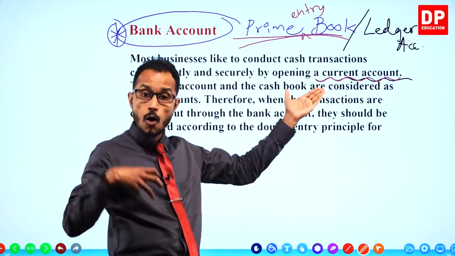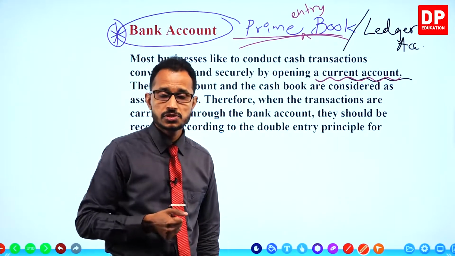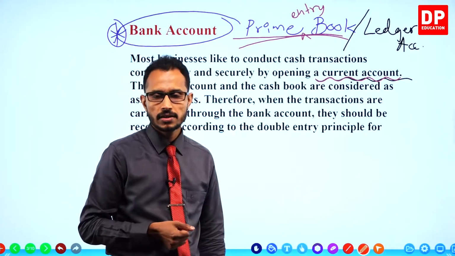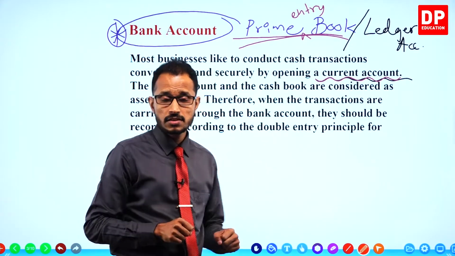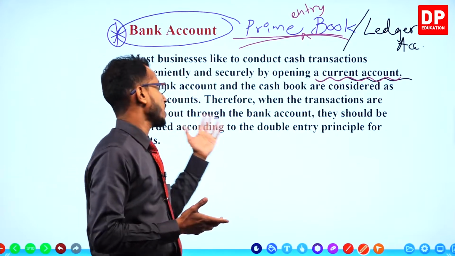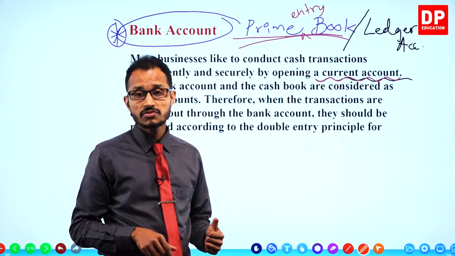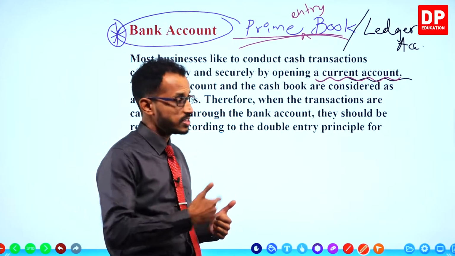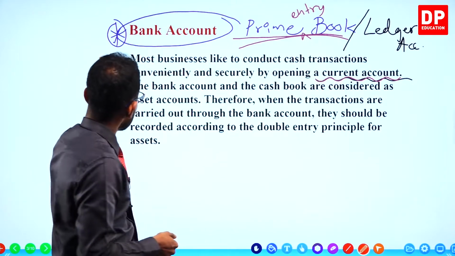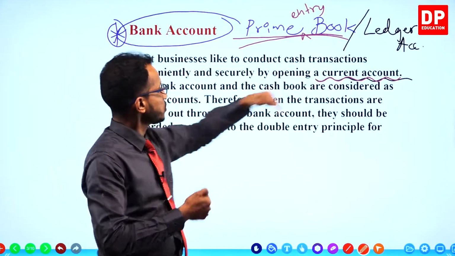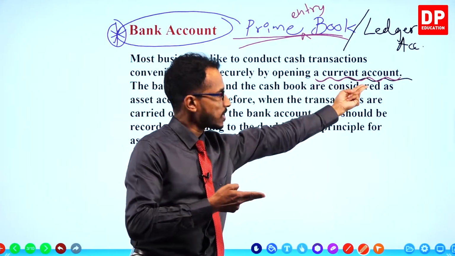These facilities are offered by the banks to every current account holder, to every business which has a current account with the bank. Bank gives these two facilities. It's very, very convenient when you have a current account, when you can deal with checks and when you can obtain overdrafts. You're going to learn about these things later. All right. So the business can conduct transactions conveniently and securely by opening a current account.